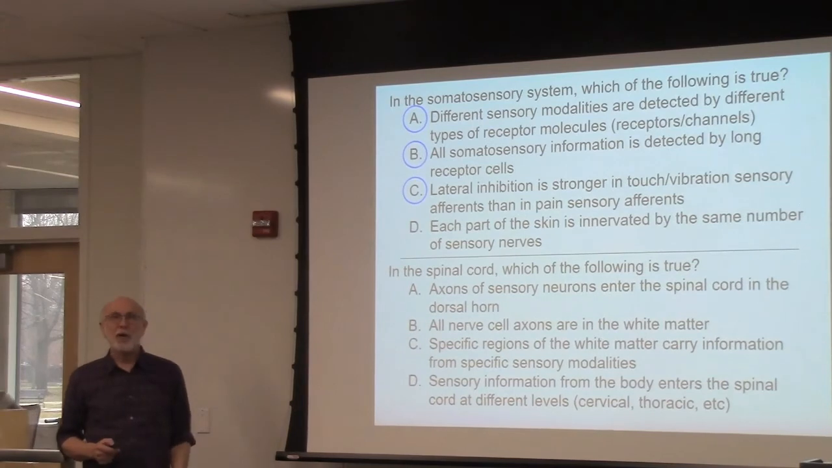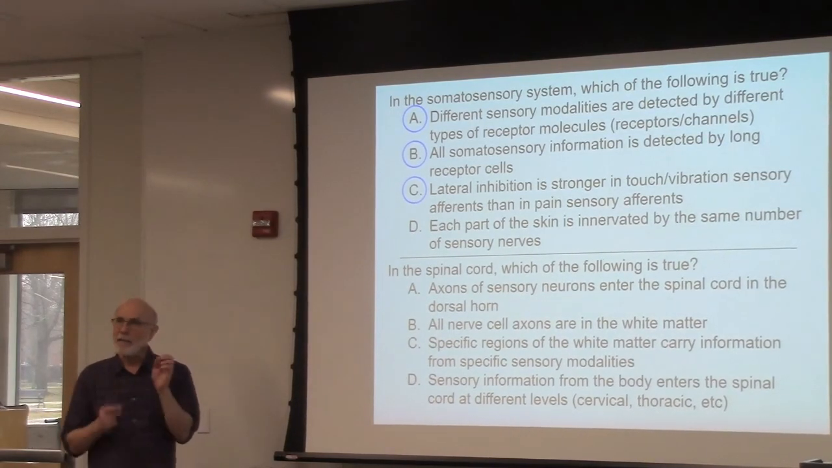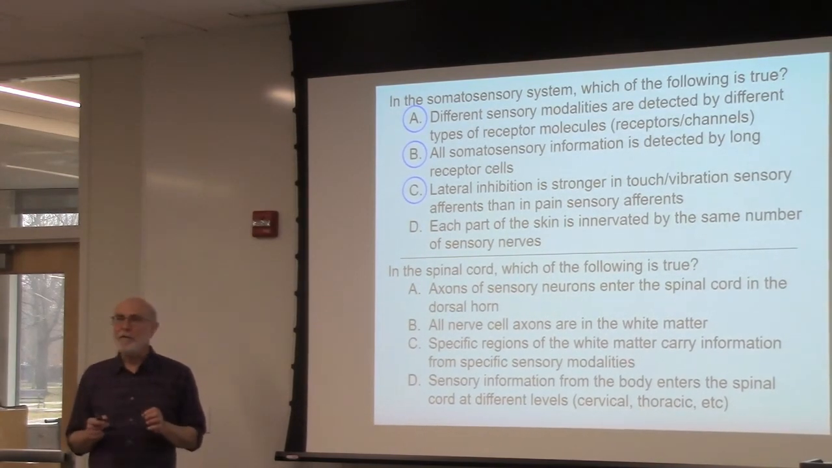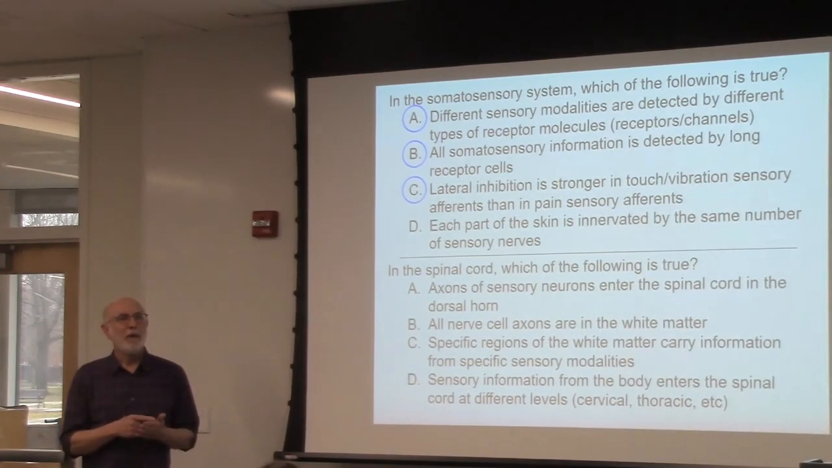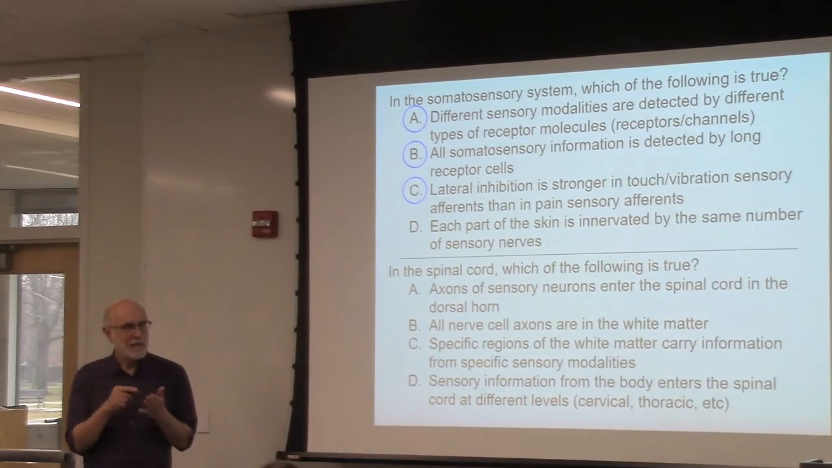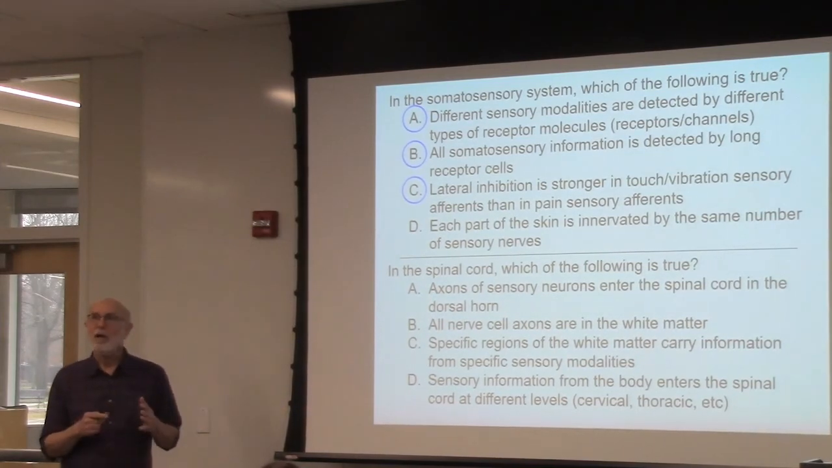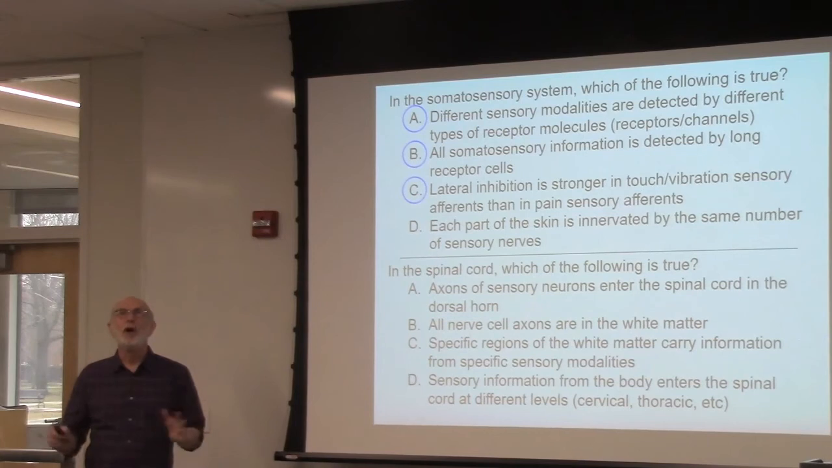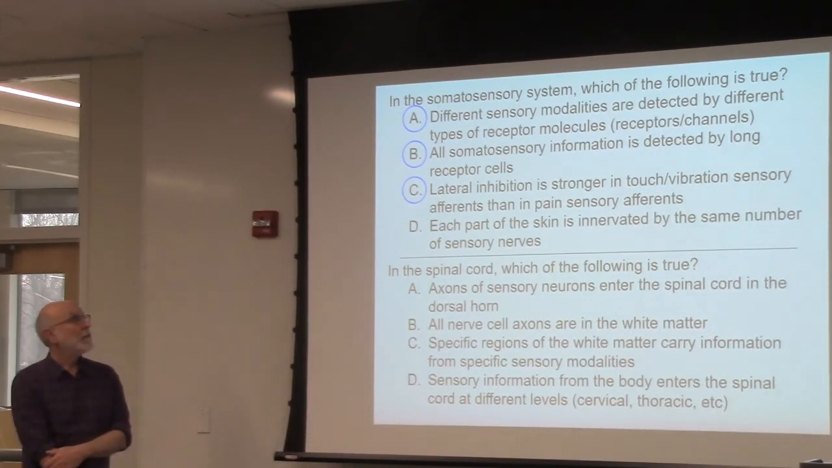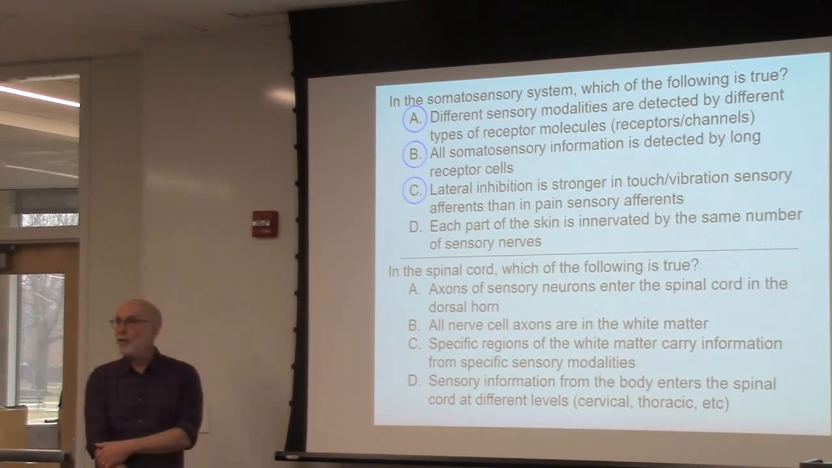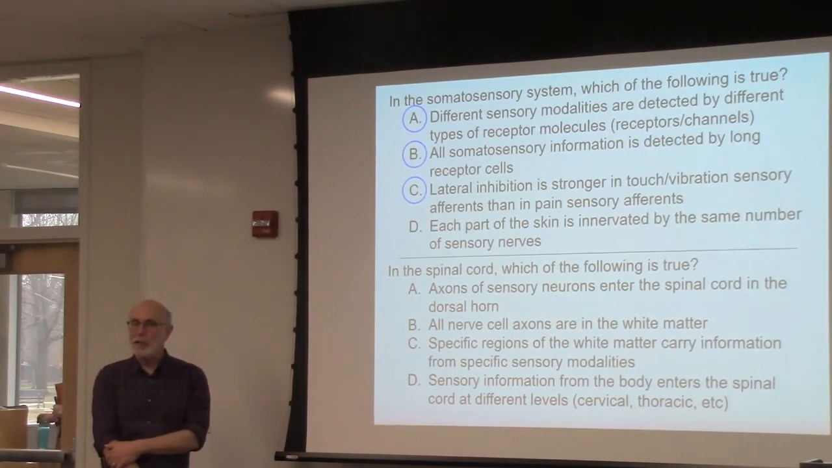Lateral inhibition is stronger in the touch and vibration sense. We can detect fine touch better. If you have a cut on your finger, your whole finger hurts, because of large receptive fields for pain. Receptive fields for pain are bigger than receptive fields for touch and pressure information.